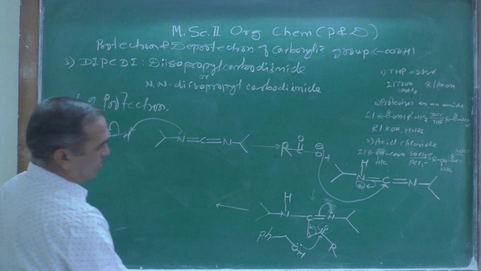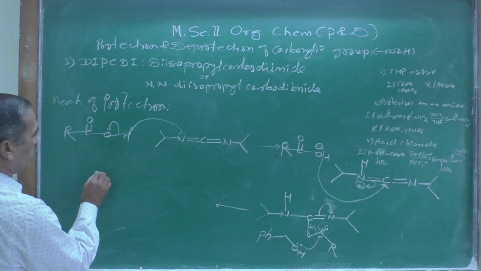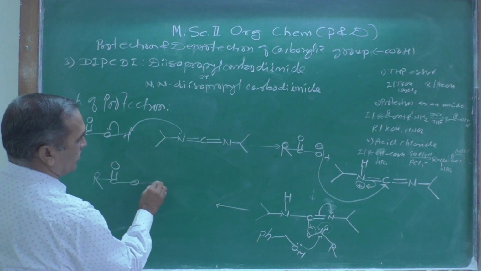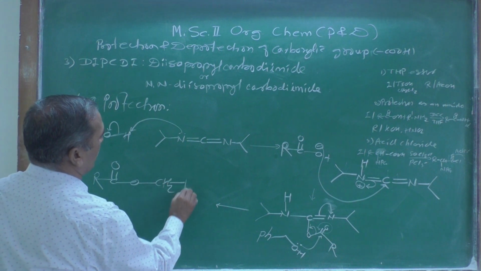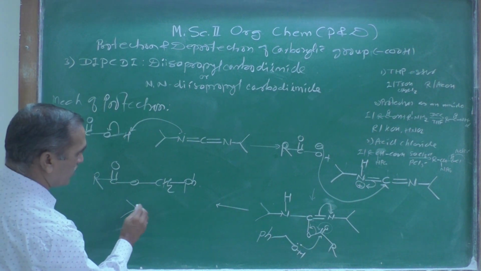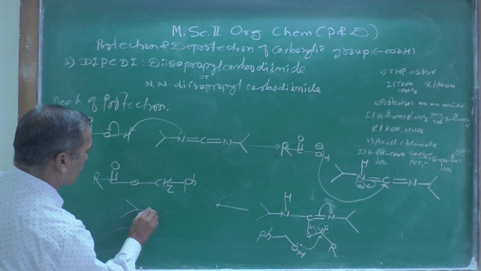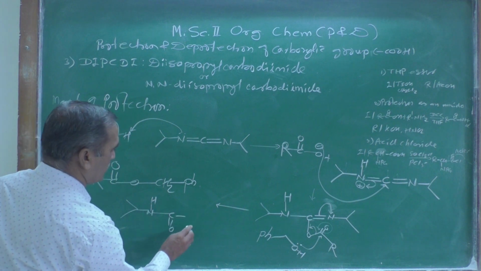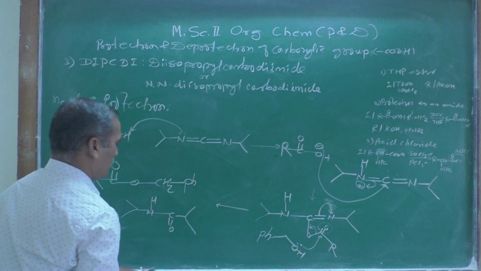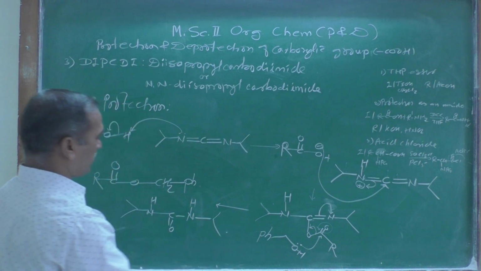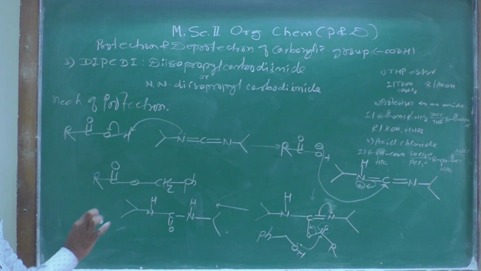What do you get here? You are going to get R C double bond O, then CH2 and pH, the benzyl ester. And the oxidizing reagent here gets reduced, and you are going to get C double bond O, then again one more nitrogen atom with H, and then the isopropyl group. So this is the mechanism of protection.